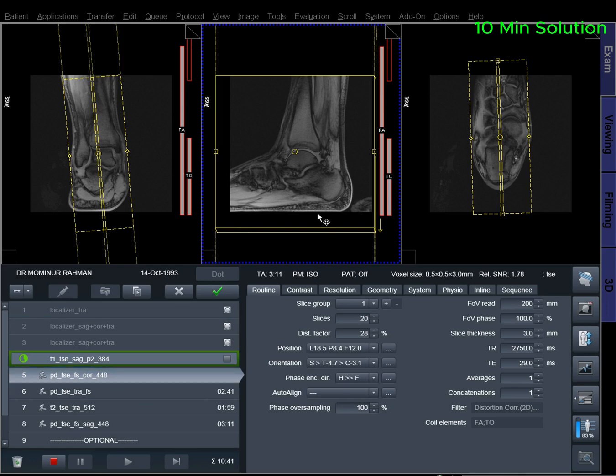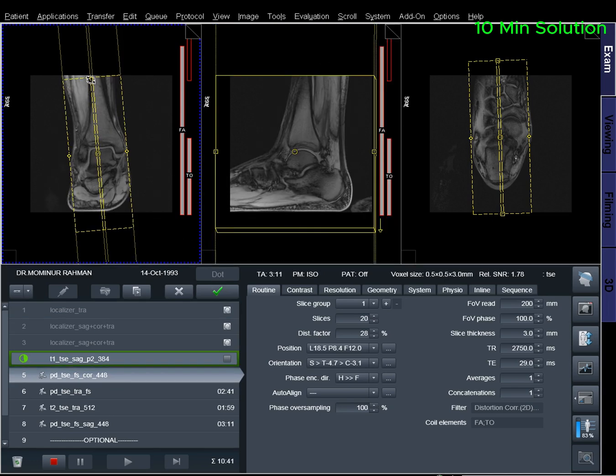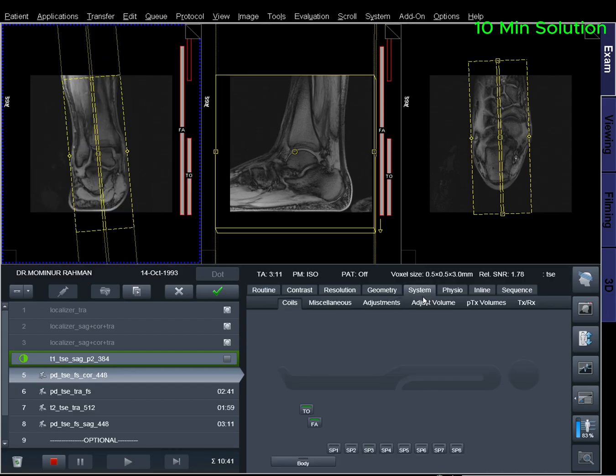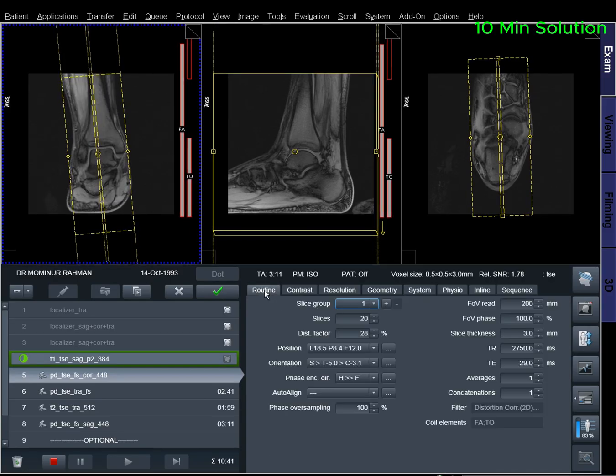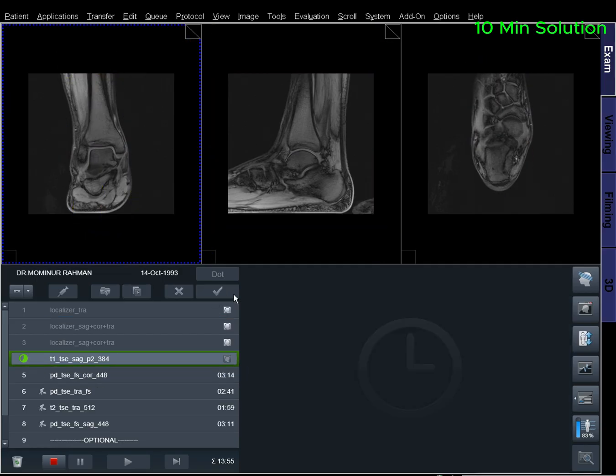T1 TSE sagittal. Plan the sagittal slices on the axial plane and angle the positioning block perpendicular to the line between the medial and lateral malleoli. Check the positioning block in the other two planes. An appropriate angle must be given in the coronal plane, parallel to the tibia.